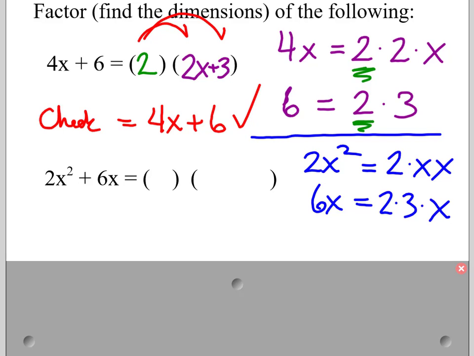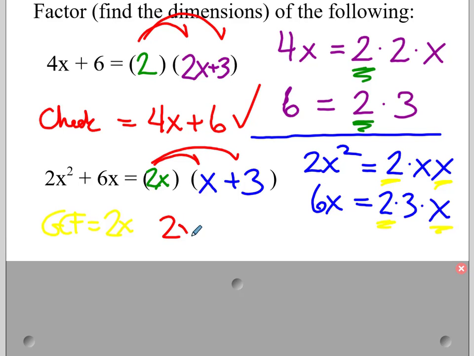Now let's highlight what they have in common. They both have 1x. They both have a 2. So your greatest common factor, probably shouldn't write in yellow, is 2x. So it's going to go in here. Anything that is not highlighted goes back into the bracket, x plus 3. And if you did a quick distributive property, you could do a little check. This would be 2x squared plus 6x, and we would be correct.